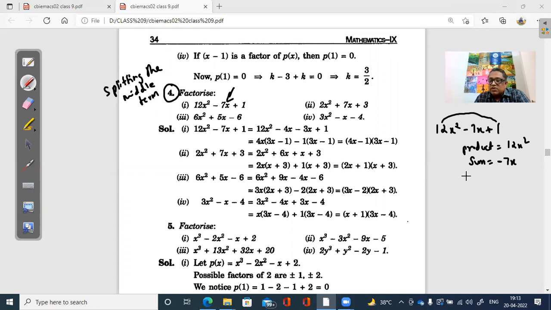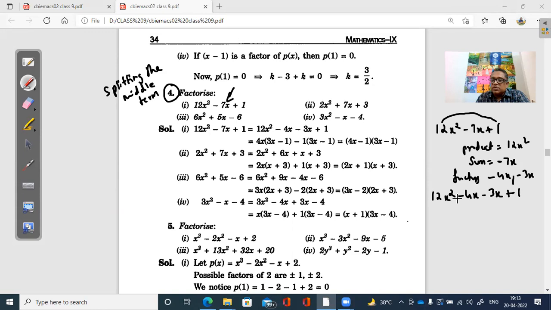So what are my factors? I want -7, so if I take positive 4 and positive 3, that will give me positive 7. So my factors are minus 4x and minus 3x. Now this is going to be written as 12x square, the middle term we will split as minus 4x minus 3x, plus 1 as it is.